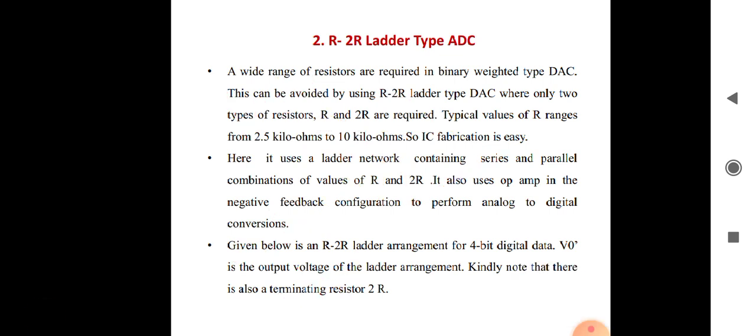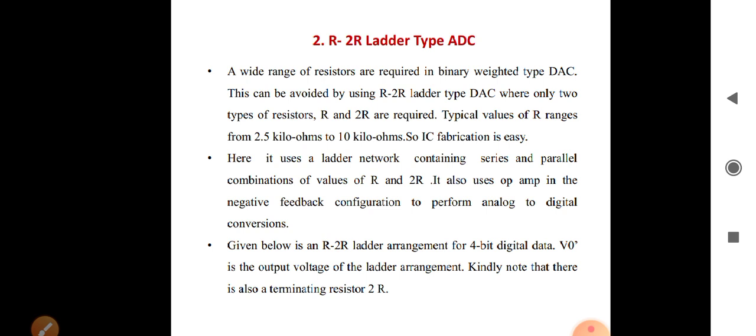So these R and 2R resistors are connected in series and parallel to the inverting side of the op amp. So we are having only two types of resistors. One is 2 kilo ohm. That resistor value may range from 2.5 kilo ohm to 10 kilo ohm. So if the R resistor is 2.5, then 2R resistor may be 5, okay, 2.5 into 2. So wide range of resistors are required in binary weighted DAC.